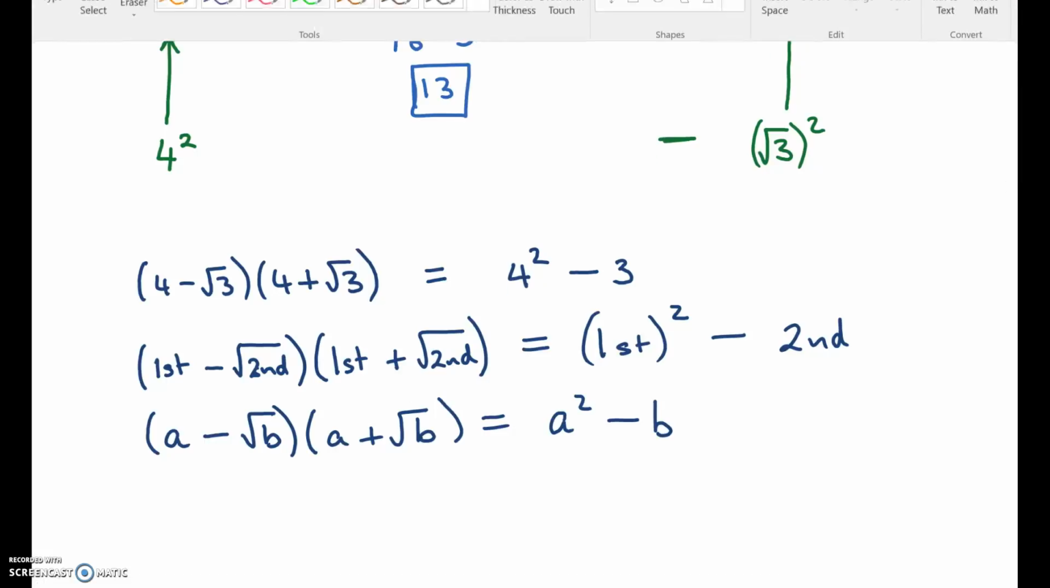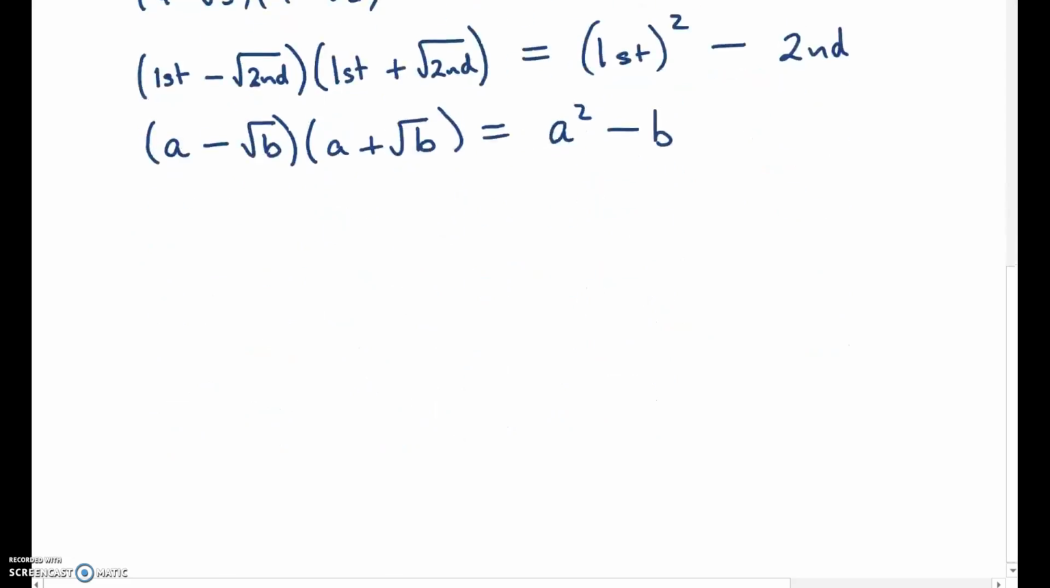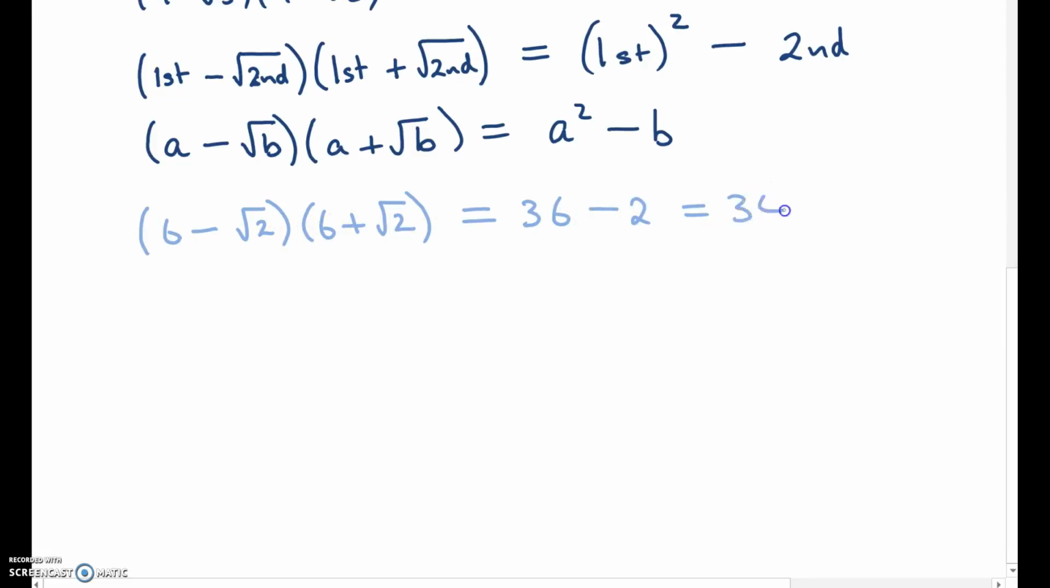Now, how do you use it? How does it help? Well, think about it like this. Let's say we have 6 minus root 2 times 6 plus root 2. Rather than going through FOIL and multiplying everything out, all we need to do is 6 squared, which is 36, and it's always going to be a minus, and then the number under the square root sign, 2, is 34. So it's much quicker than using FOIL.